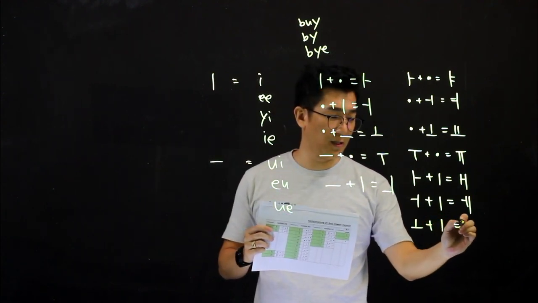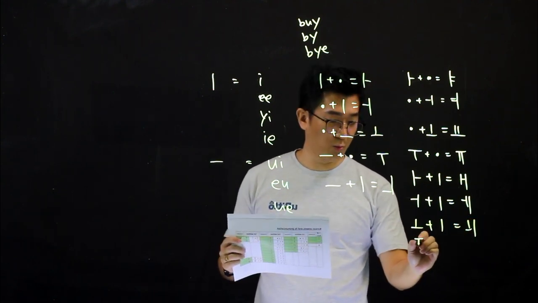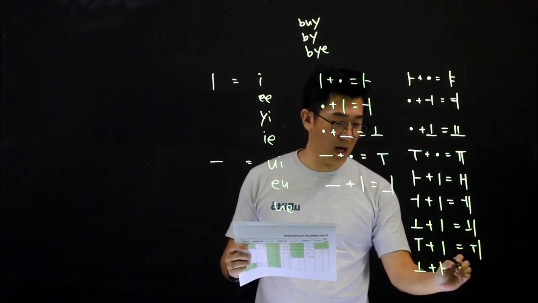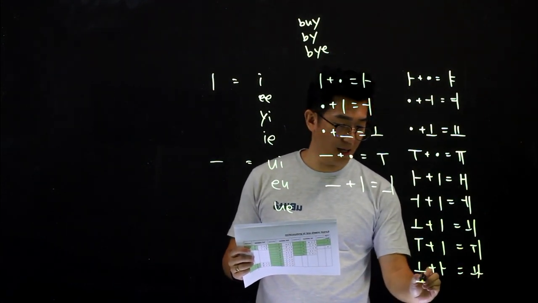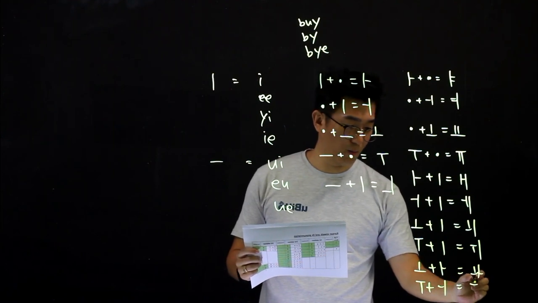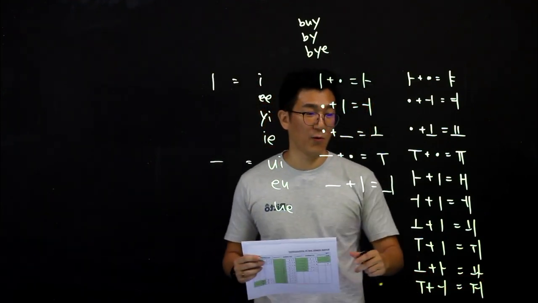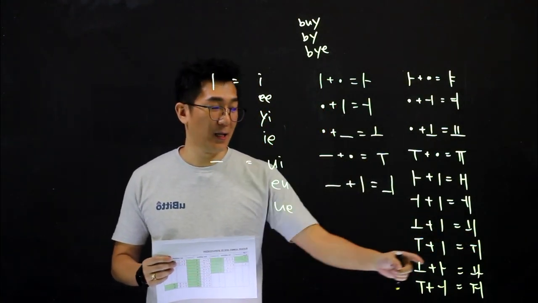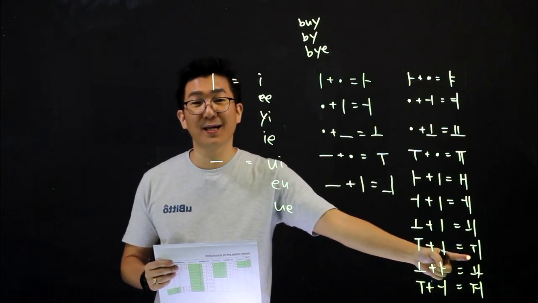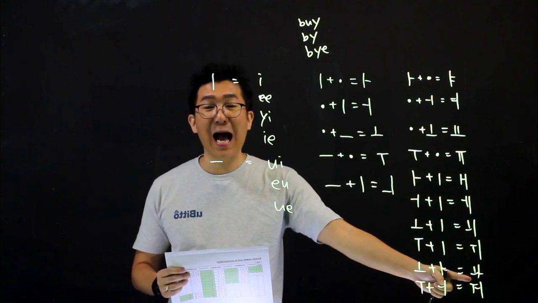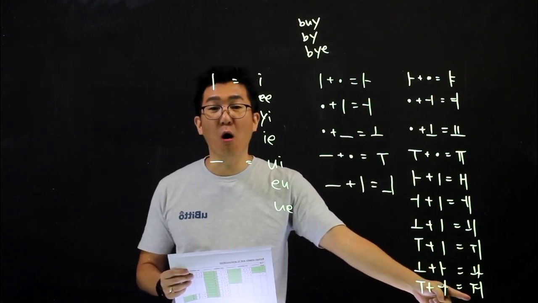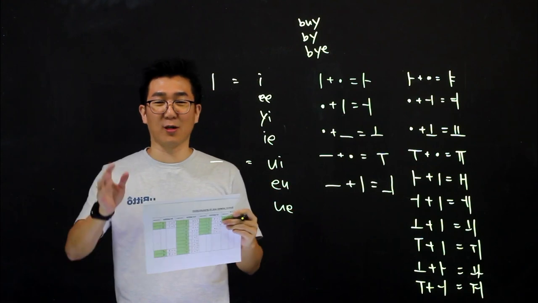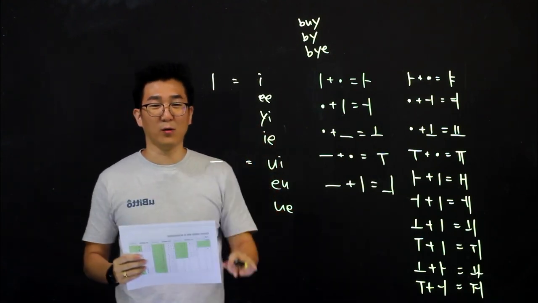O plus E, we. U plus E, we. O plus A, wa. And then U plus O becomes wo. Okay, this is how you write it. Follow me. We, we, wa, wo, like wo, when you stop the horse. Or when you're trying to calm someone down, whoa, whoa, calm down, calm down.